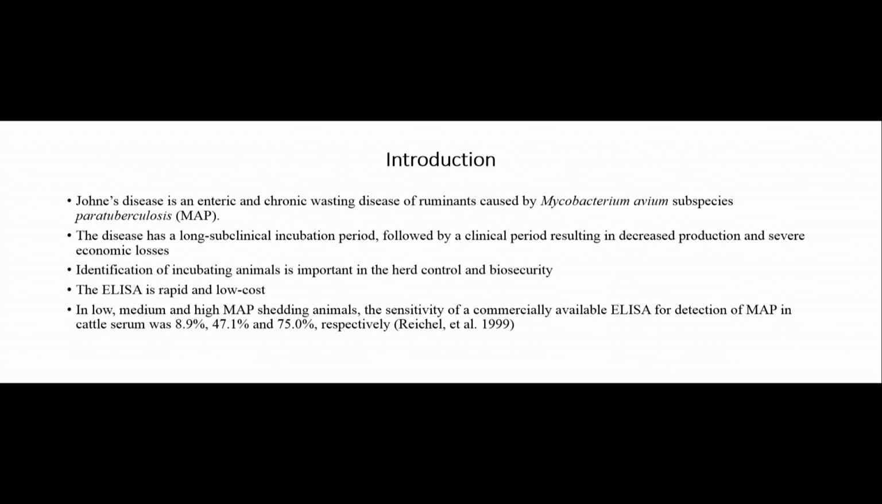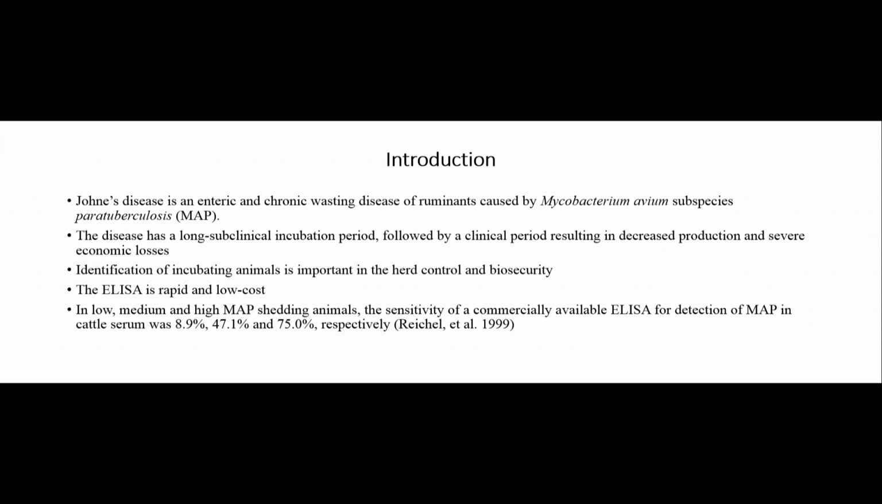By way of introduction, I think we've really had most of this before this morning. Obviously, Johne's is an important disease. I think the key thing to emphasize in our study is that it's got a long incubation period, and the key epidemiological feature is that it's really quite difficult to identify incubating and subclinical animals. And that's the critical thing that we need to do.